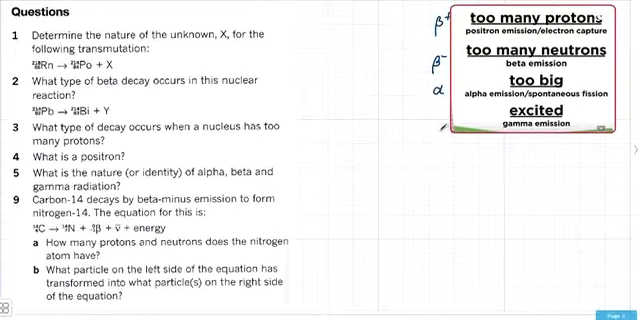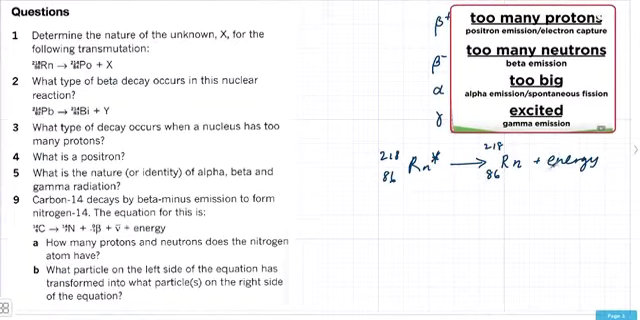And remember, the way that we'd show something that's overexcited, you could do it with radon. You might have radon 218, 86, and we just show that it's excited, and this is for gamma radiation. And then we show that that actually goes back to radon. We don't change the atomic number or the mass number, but we then have energy, and that energy is a photon of energy or a gamma ray. So that's for gamma radiation. There's actually no examples here of gamma.